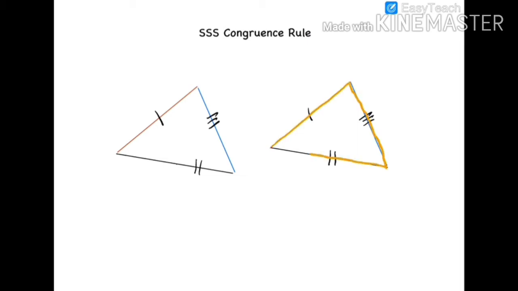So this will be applicable even if we rotate the triangle and change its orientation. These two triangles will have exactly the same shape and same size. We can check this by overlapping. And so we can say that these two triangles are congruent by SSS criterion, which means that not only their corresponding sides are equal, their corresponding angles are also equal.